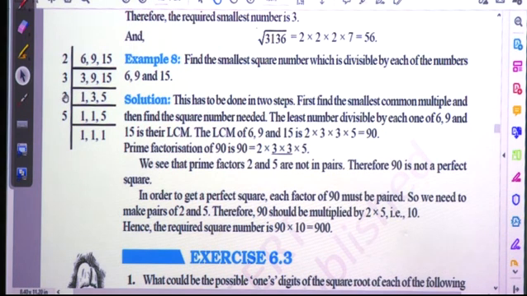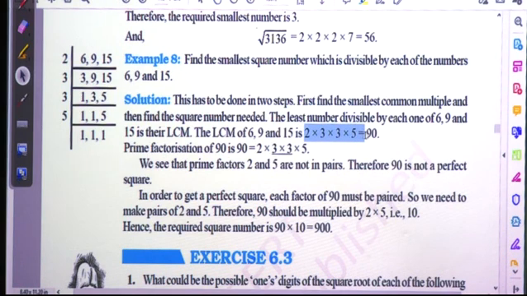Again we are going to take 3. 3 1s are 3, 5 as it is, we cannot do anything to 5 when we are dividing by 3. Now 5 1s are 5. What is the LCM? Multiplication of all these: 2 into 3 into 3 into 5. How much is it? It is 90.